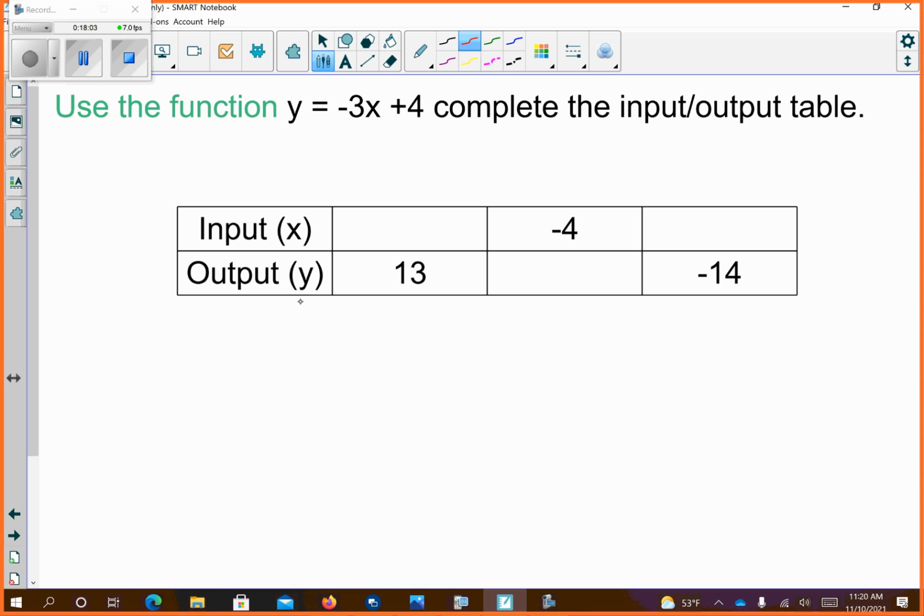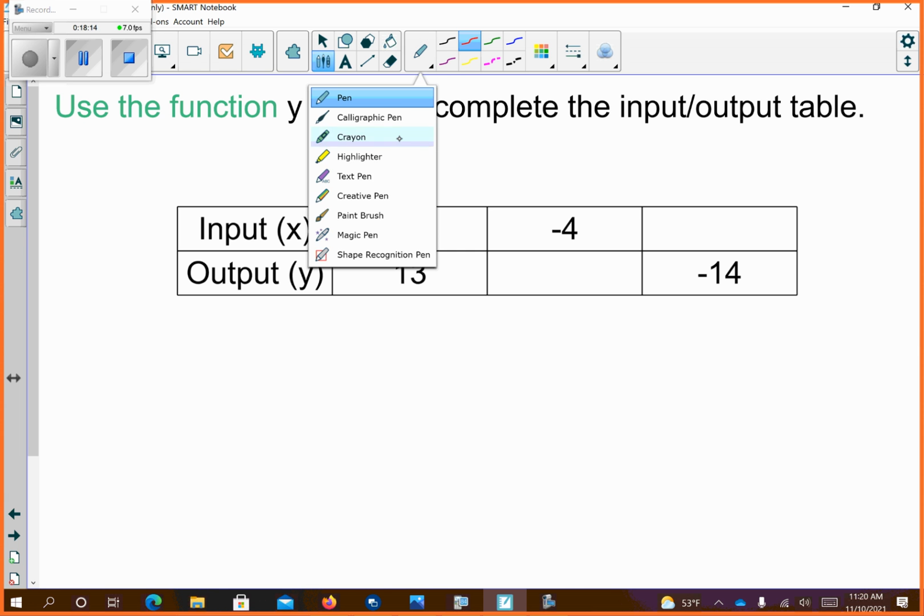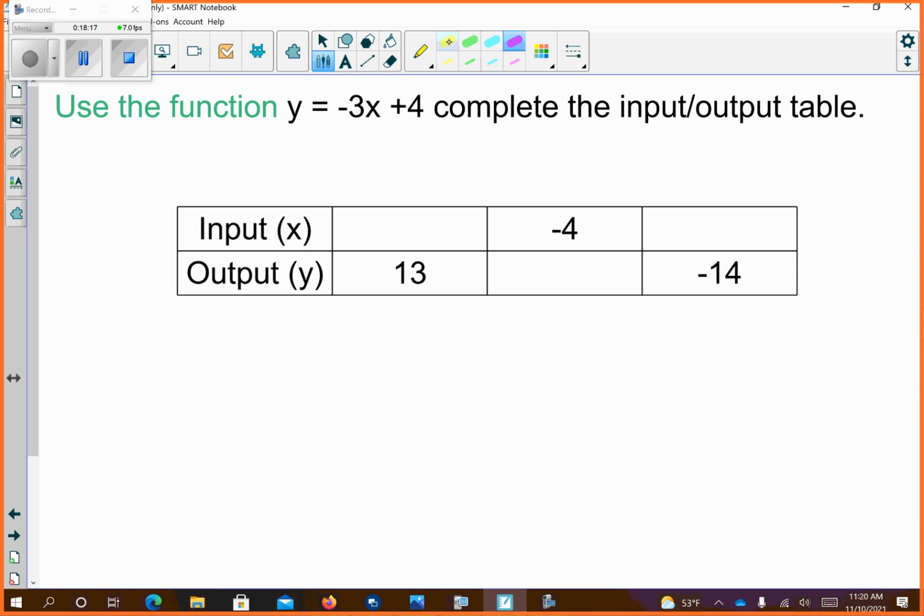So input is the x, output is the y. Make sense? You've seen the input output. They call it an input output machine. I think it's always dumb because it's not really a machine. But so this means I'm going to replace x. So if I do the math, if that value is negative 4, I'm going to go negative 3 times negative 4 plus 4. So that's 12 plus 4. So that gives me 16. So I get 16 down there, which yields me the point negative 4 comma 16 if I were to plot it.